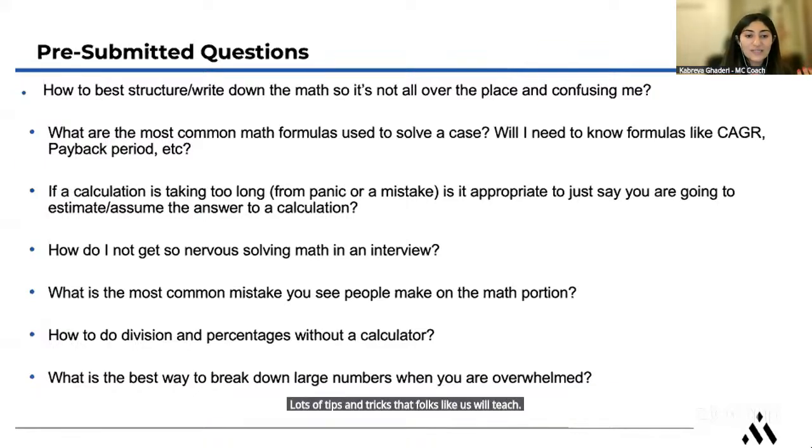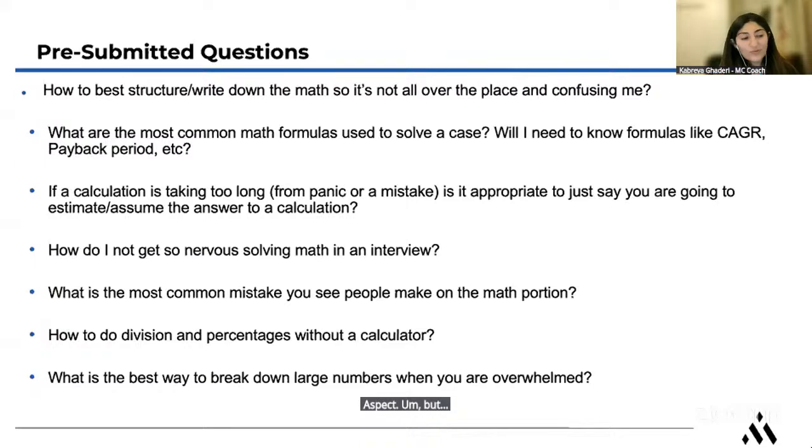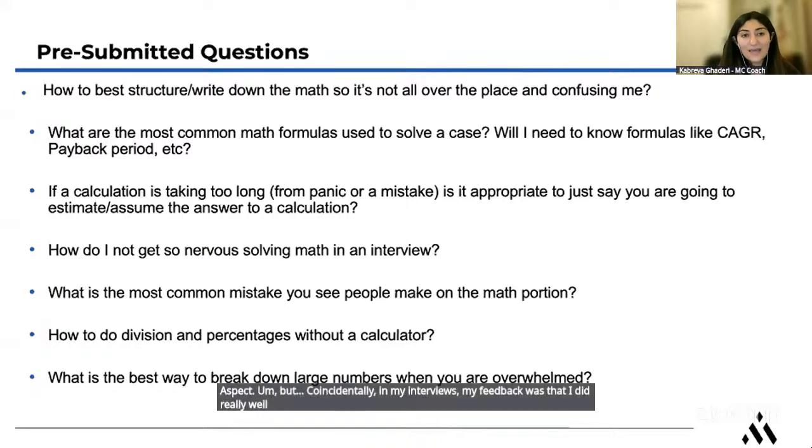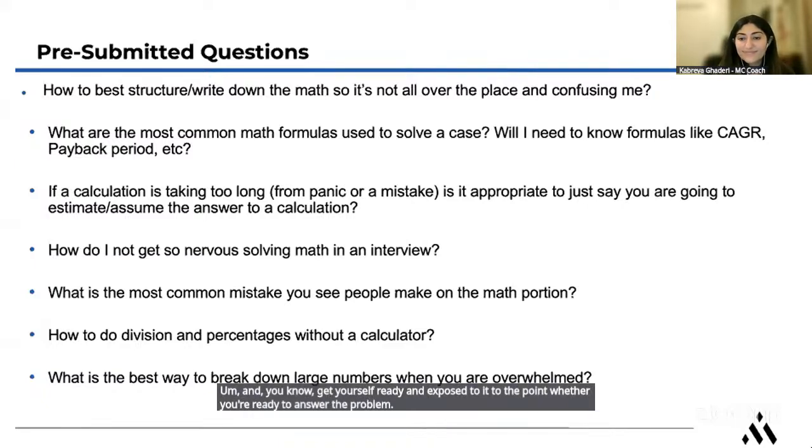And again, what I will say is I was not a math major. Math has always been my weakest aspect. But coincidentally, in my interviews, my feedback was that I did really well in quant. So it can be done. You just got to practice and get yourself ready and exposed to it to the point where you're ready to answer the problem. I love that.